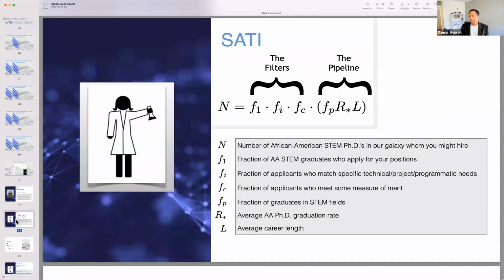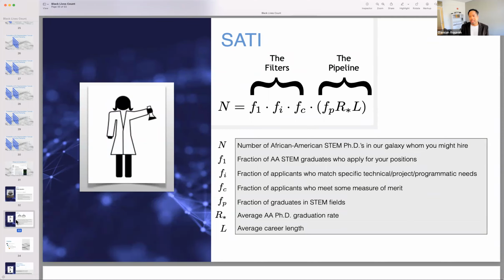Then we apply filters, right? This is not actually a random process. So there's the fraction of African-American STEM graduates who apply for your positions, the fraction of applicants who match specific technical, project, or programmatic needs, and the fraction of applicants who meet some measure of merit. So what I like about having an equation is it gives us a way to frame the discussion.